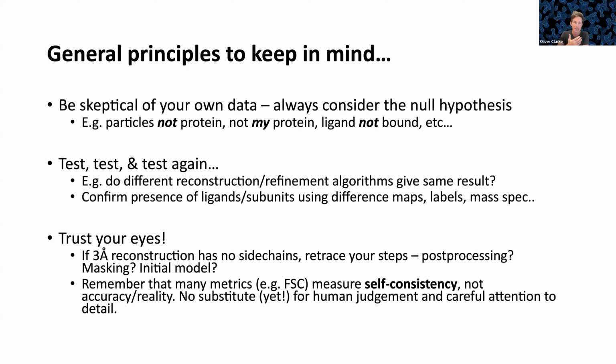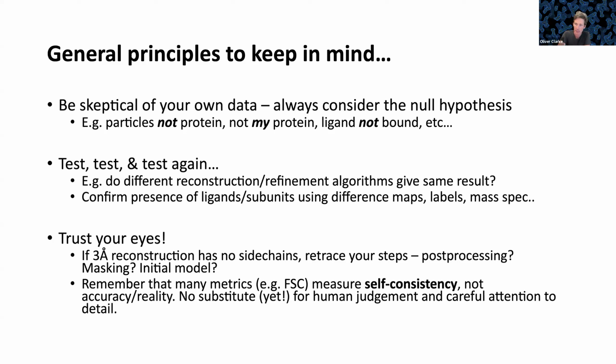Secondly, test and test again, and try to test in orthogonal ways. So, do different reconstruction and refinement algorithms give the same results? Can you confirm the presence of your ligands or binding partners using difference maps, labels, mass spec, and so on?